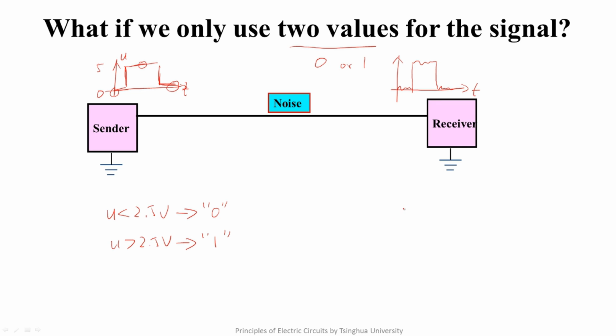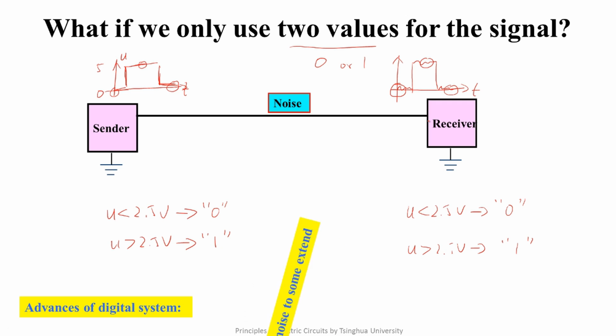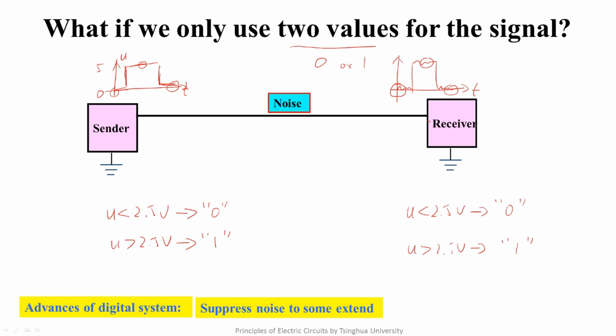If the signal is less than 2.5, the received value is 0. If the signal is larger than 2.5 volts, the received value is 1. Then the receiver also receives the signal sequence 0, 1, 0. You may find the advantage of the digital system is that it can suppress the noise to some extent, with the prerequisite that the noise isn't too large. This is 5 volts and this is 2.5 volts. The received signal is correct as long as the noise is less than 2.5 volts.